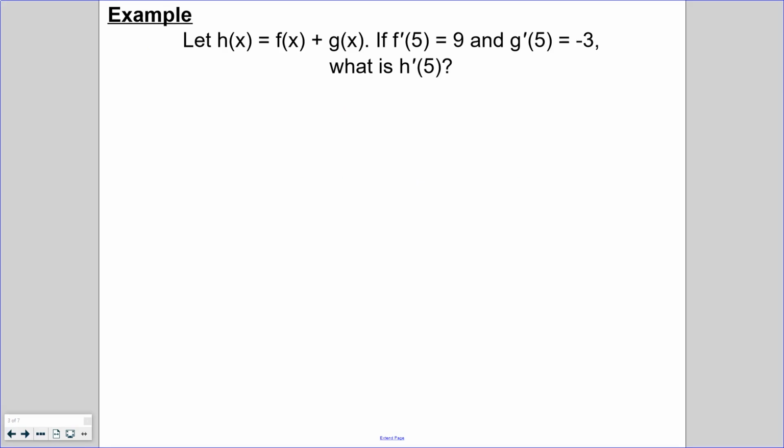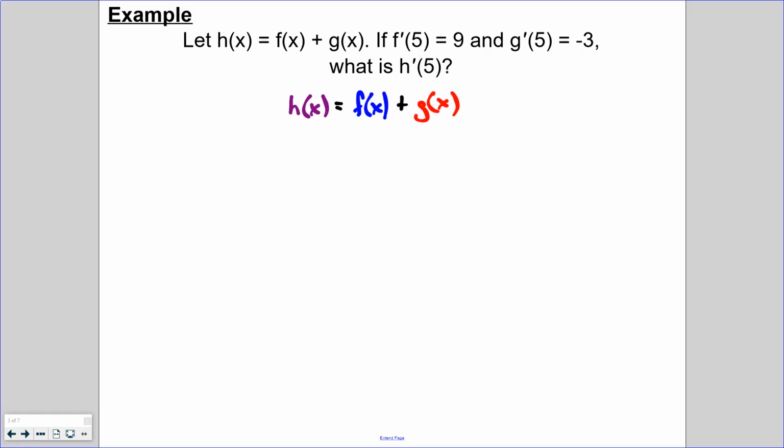Our first example tells us to let h of x equal f of x plus g of x. It then tells us f prime of 5 is going to be 9 and g prime of 5 is going to be negative 3. What is h prime of 5? All right, well, let's start off with our function. We know that h of x is going to be equal to f of x plus g of x.